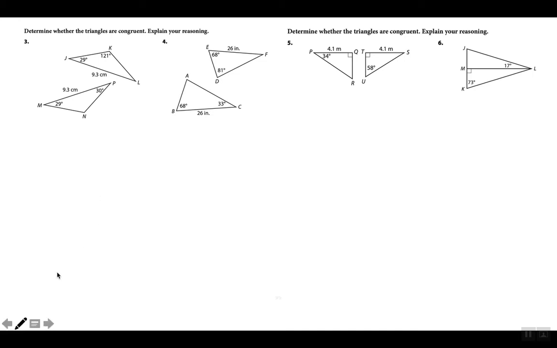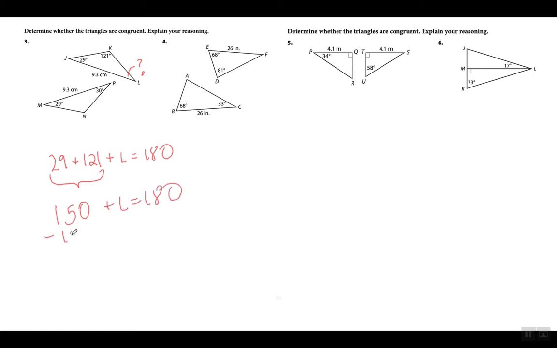Okay, now let's look at a few more examples. They're all the same thing. Okay, so in this one, if I look at triangle JKL, let me figure out what's the measure of angle L. La medida de ángulo L by doing 29 plus 121 plus L equals 180. So now let me add these two, and I'm going to get 150 plus L equals 180. Subtract 150, subtract 150. So the angle L is going to be 30 degrees. Ángulo L tiene que ser 30 grados.